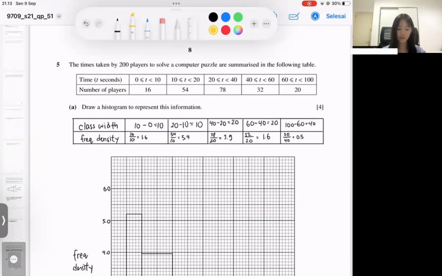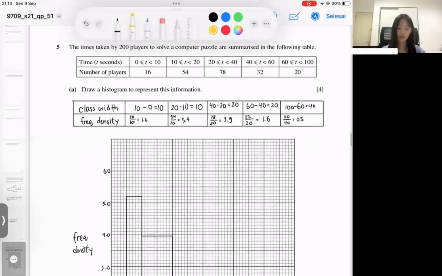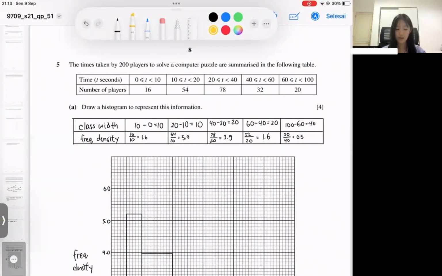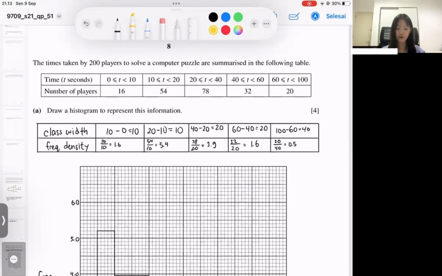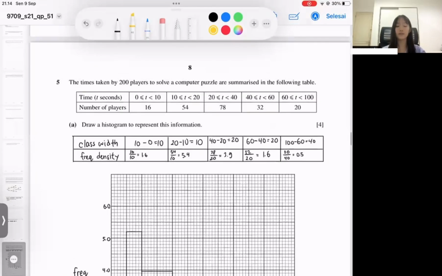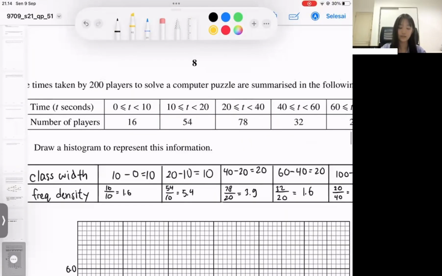Now we're on to question number 5A. The times taken by 200 players to solve a computer puzzle are summarized in the following table. A. Draw a histogram to represent this information. When they ask to draw a histogram, this means that they're asking for a frequency density table. Why? Because they have different ranges between the time.